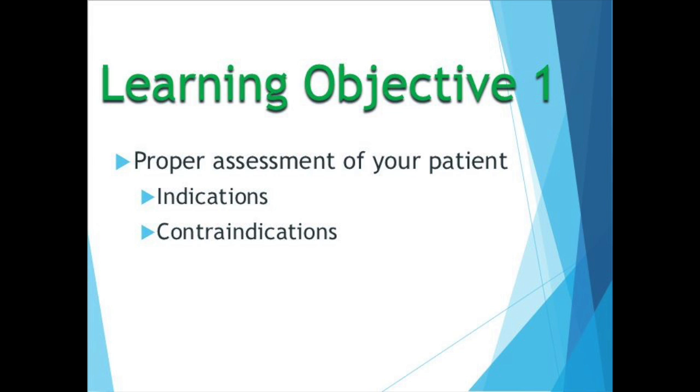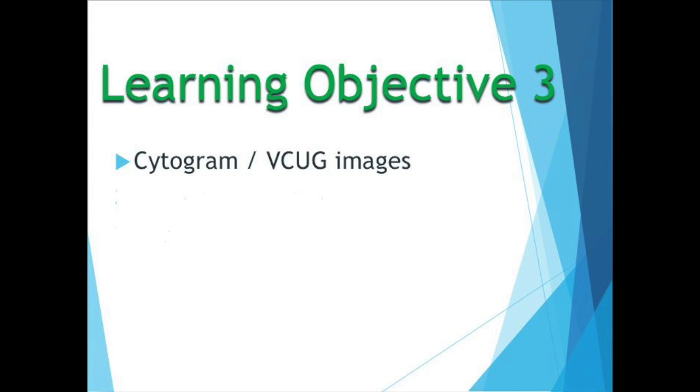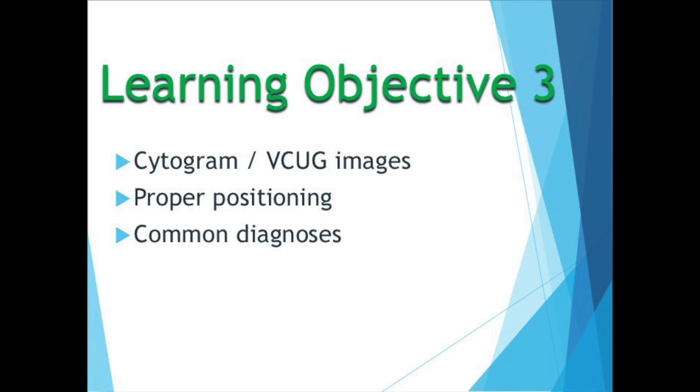You should also be able to describe an overview of the steps of a voiding cystourethrogram, or for short, VCUG. This includes listing the equipment necessary and understanding the preparation for the study. Lastly, you should be able to describe the views necessary for a cystogram or VCUG, proper positioning of either your male or female patient during the examination, and know how to identify common pediatric fluoroscopy diagnoses for these studies.